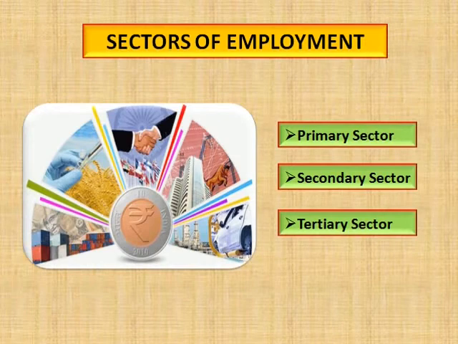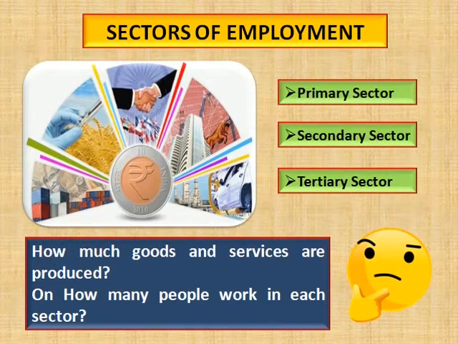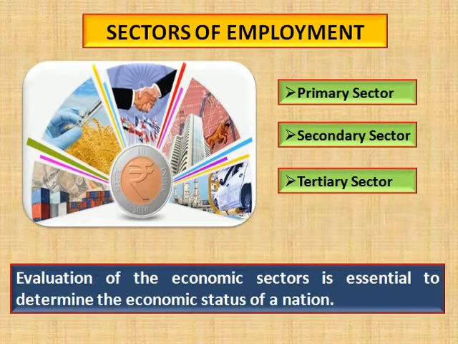The activities of the three economic sectors, that is primary sector, secondary sector, and tertiary sector, produce a large number of goods and services. The economic status of a nation depends on how much goods and services are produced and on how many people work in each sector. Evaluation of the economic sectors is essential to determine the economic status of a nation.